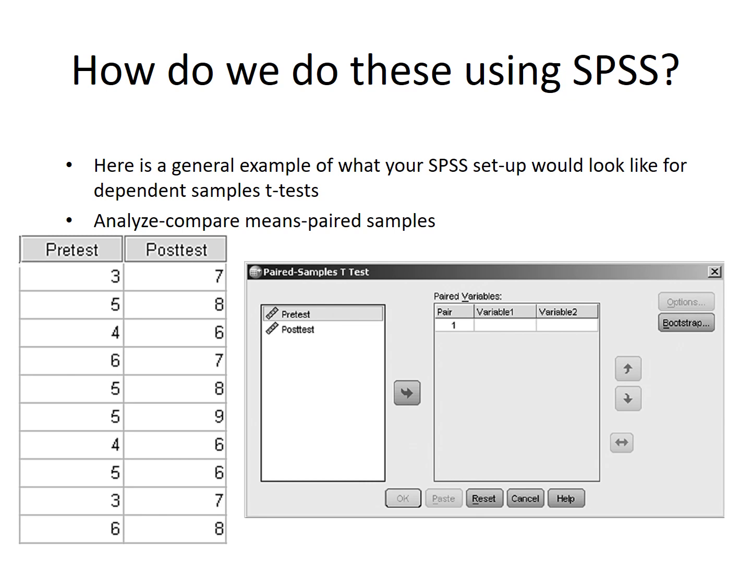What we typically do here is move post first and then pre second. So I would click on post and then the arrow to move that over under variable 1. Then I click on pre and then the arrow to move that under variable 2. And then on the right you'll see pair 1, post-test, and next to it pre-test. And then you'll be able to click the OK button. It's not highlighted here in the example because the data haven't been moved over, so there's nothing to tell it to do.